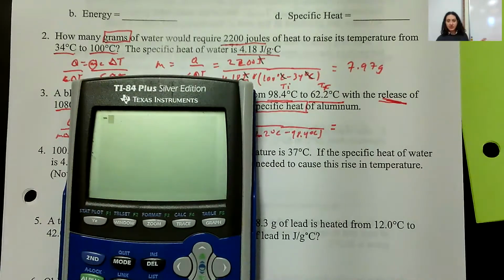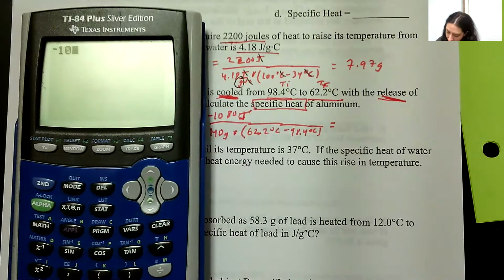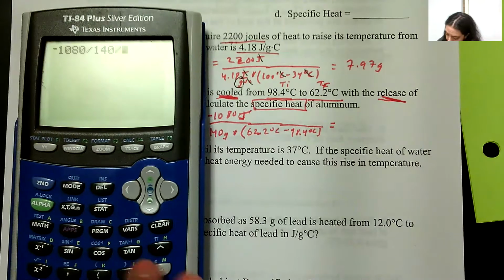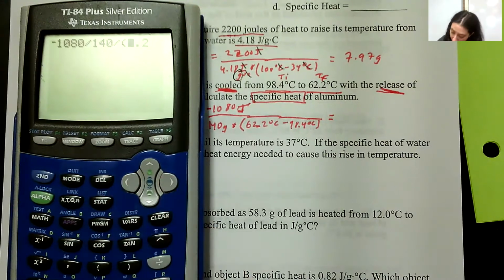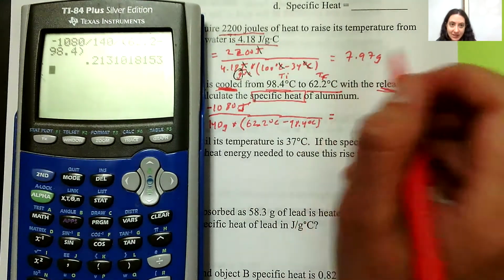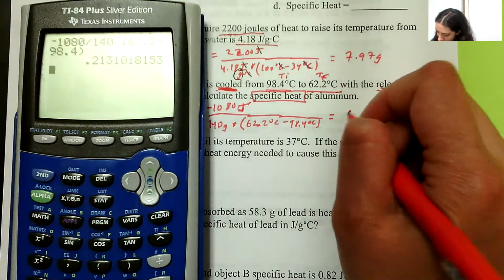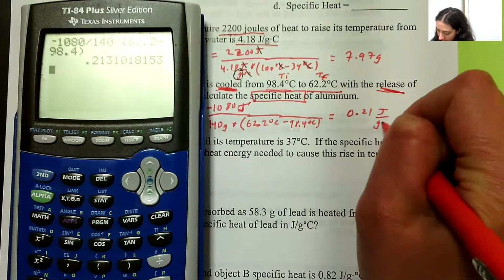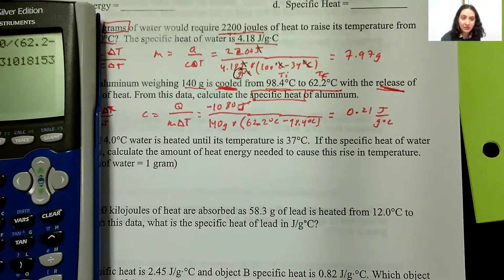So negative 1080 divided by 150, that's positive, divided by, this is going to be 62.2. Oops, yep, my 6 doesn't always show up on my calculator. I have to push it. Really have to mash that button. There we go. 62.2 minus 98.4. And we end up with a positive number because the two negatives cancel. So that's nice. So that's 0.21 joules per gram degree Celsius. Again, we're dealing with specific heat.